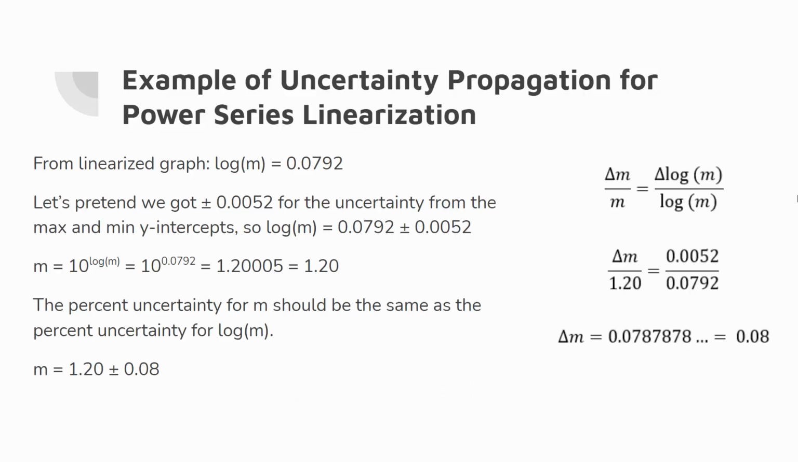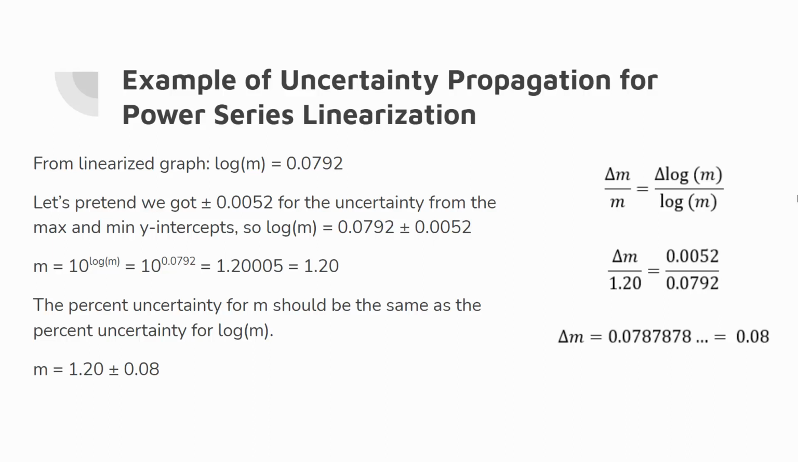Once we've done the whole linearization thing and determined the value of the log of m, like we did on that previous graph, we found it to be 0.0792. We need to figure out what the uncertainty in the value of m is. Finding the value of m is easy. We raise 10 to the power log of m. But finding the uncertainty is different. So I'm making up a number here for the uncertainty in the log of m. Let's say we plotted our minimum and maximum fits, and we found from the maximum and minimum y-intercepts that this log of m, this y-intercept, has an uncertainty of 0.0052.